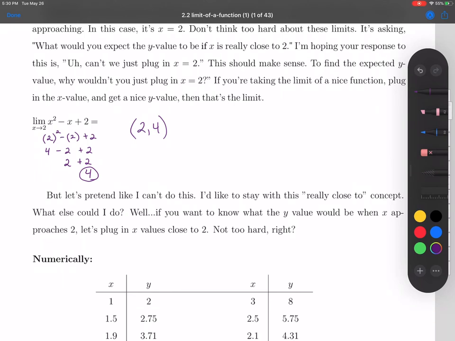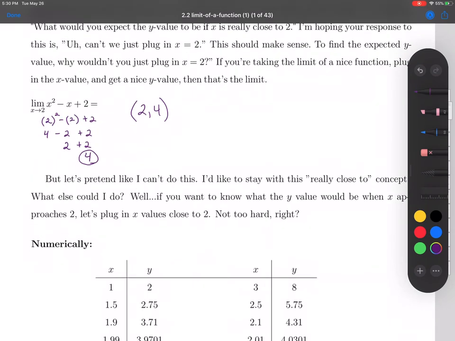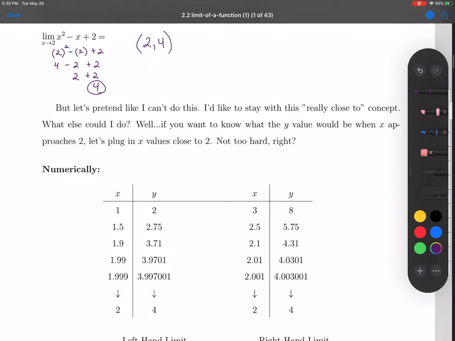So now, remember what I said, sometimes you can get into sticky situations where you try to plug in the number and you can't. Let's pretend we couldn't. Let's pretend that I couldn't plug in 2 right off the bat. So what I want to do is I'd like to stay with this concept of getting really, really close to the value. Let's think about that. What it's telling you is, let's get really, really close to x approaching 2. What happens to my y values when my x values get really, really close to 2? Let's stay with that concept.